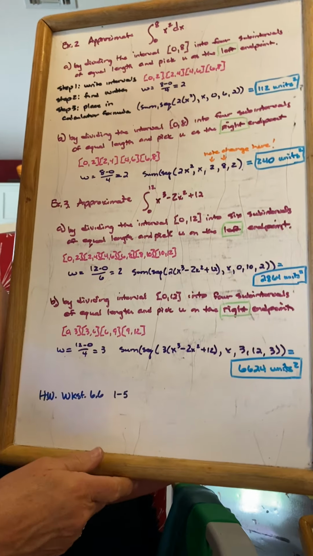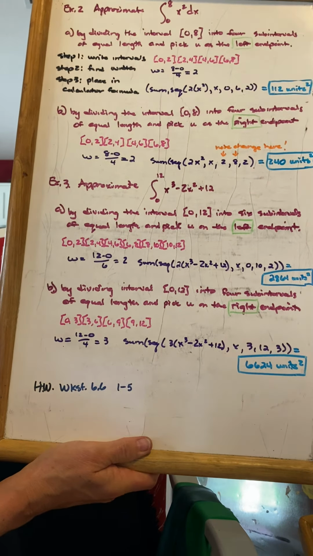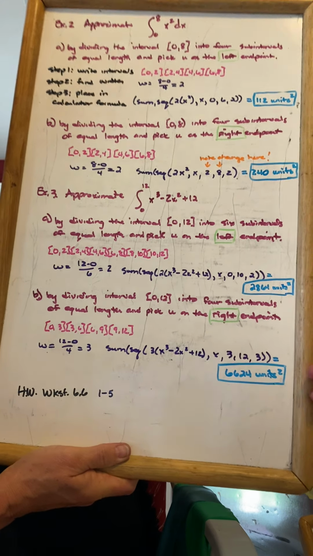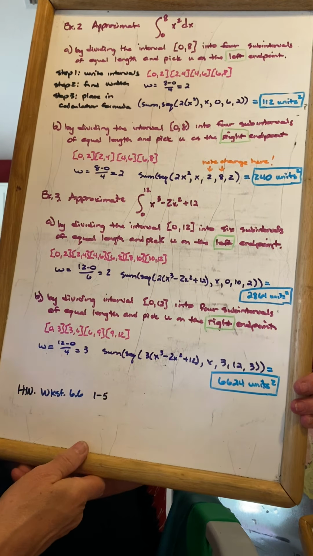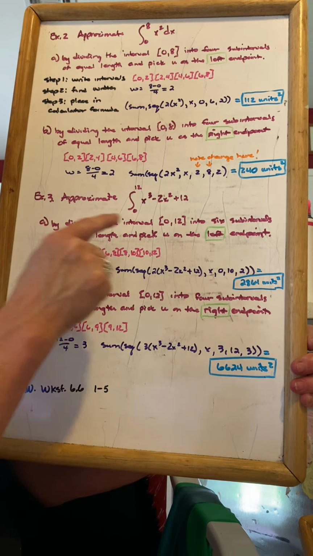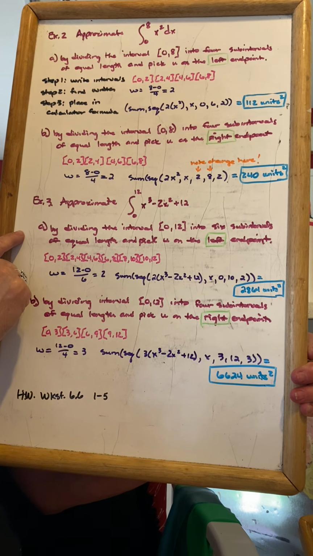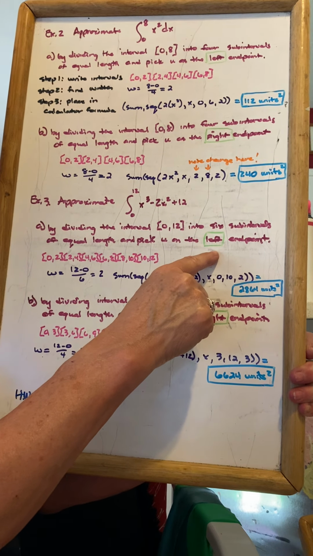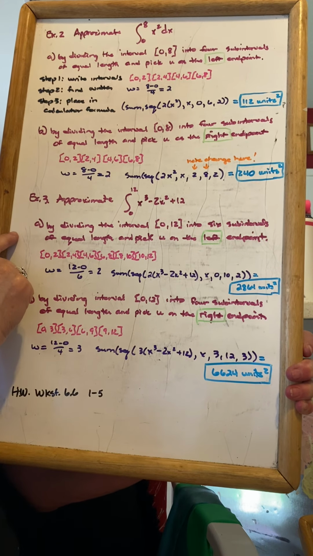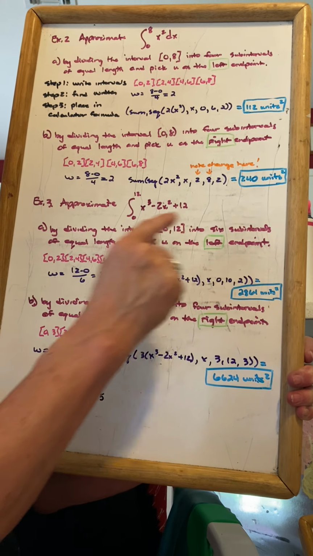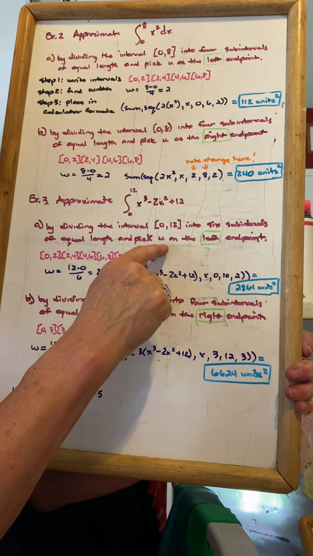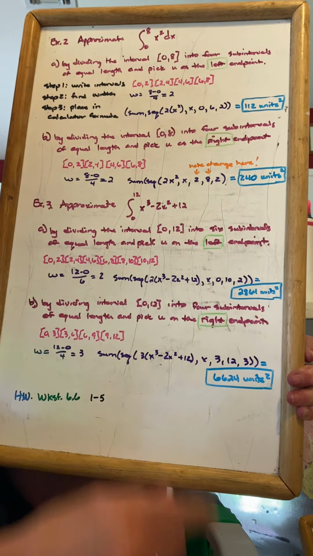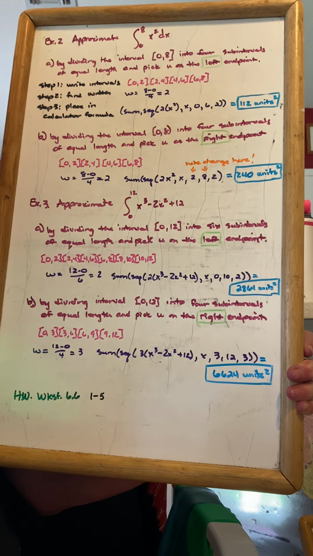All right. Speaking of, let's go to example 3. In example 3, we're going to approximate the integral of x cubed minus 2x squared plus 12 from 0 to 12. By dividing this interval, these are just the directions, and really you have to look at a couple things. What's the interval width? How many subintervals, and which endpoint are you doing it? So we're going to divide the interval from 0 to 12 into 6 subintervals of equal length and pick U on the left endpoint. So 6 subintervals is more than we've done before, so it should become more accurate.